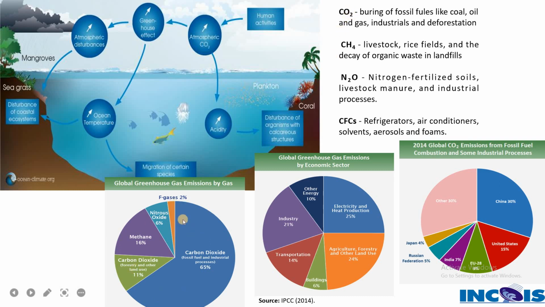Okay, these are some graphics you can see, by gas, of how much these emissions are, like the contribution of carbon dioxide, methane, nitrous oxide, etc. And similarly by economic sectors, like electricity, heat production, transportation, industry, you can see how these emissions are distributed. And similarly from different countries around the world, you can see China is contributing 30% of these emissions, and similarly others, United States 15, like this. Okay, these are some basic statistics of these emissions.